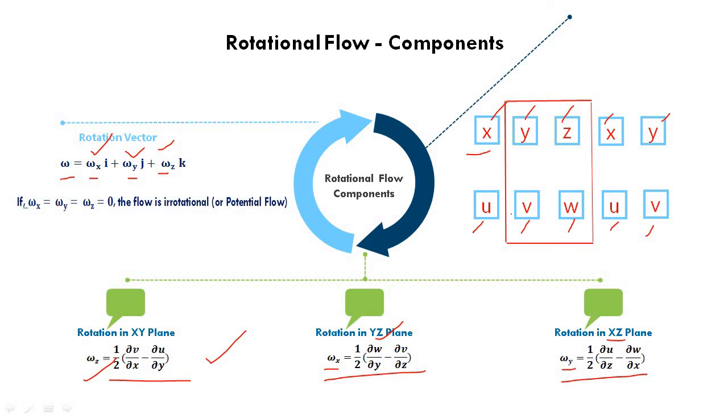And suppose you want to find out the rotation along the x-axis. Okay, rotation along the x-axis means what is that? Omega x. So the rotation is happening in the y-z plane. If we want to find omega x, the rotation is happening in the y-z plane. So you consider this y-z plane, so y and z. Okay, you border it like this.